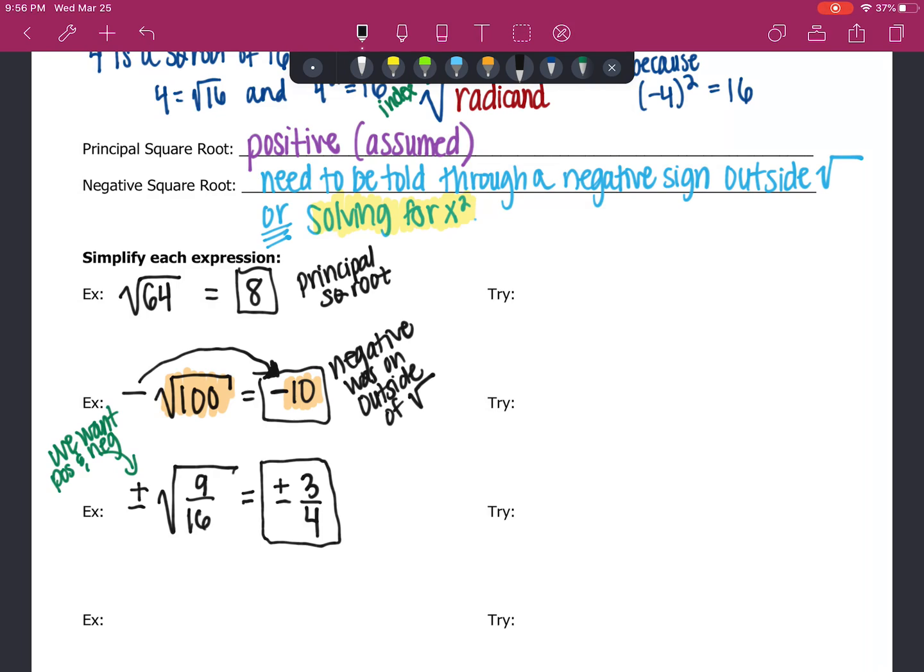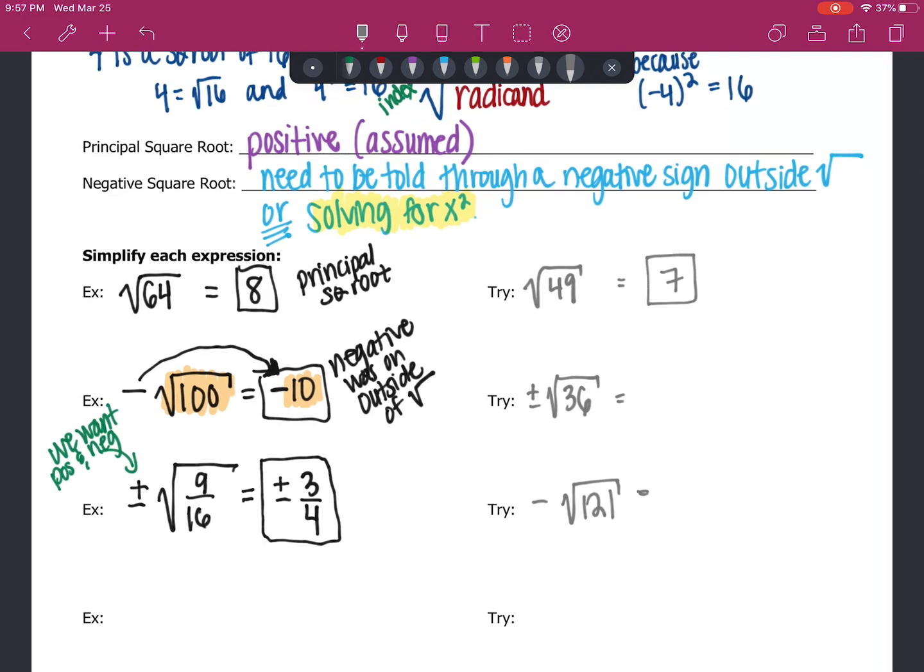Okay, I'm going to give you 3 tries. We've got the square root of 49. We've got plus or minus the square root of 36. And we've got negative square root of 121. Go ahead and try those 3. See what you get for an answer. And then make sure you press pause so that you can write down the problems and your answer. And then press play when you're ready to reveal.